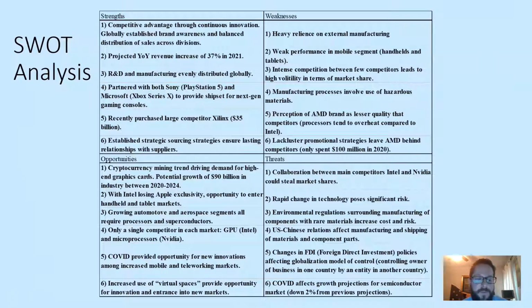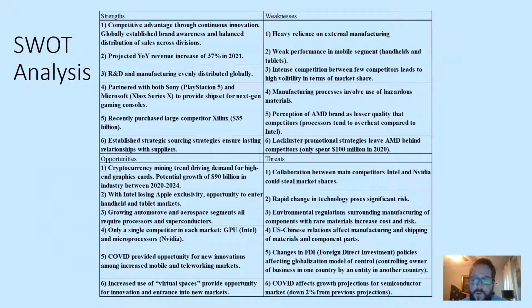In terms of the strengths, AMD is an established global brand within very specific market segments, but they're very well established within those segments. They have, as of last year, exclusive contracts with both Sony and Microsoft to provide the chipset for next generation consoles like PlayStation 5 and Xbox Series X. And also last year, 2020, they purchased one of their largest competitors in the semiconductor market, which is Xilinx, for 35 billion with a B dollars, and that was a stock only purchase.